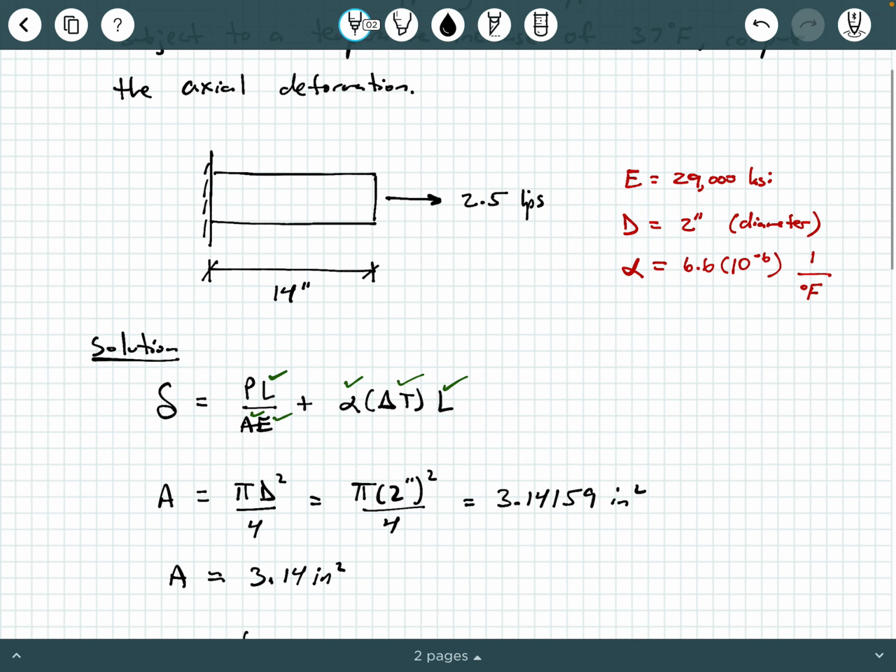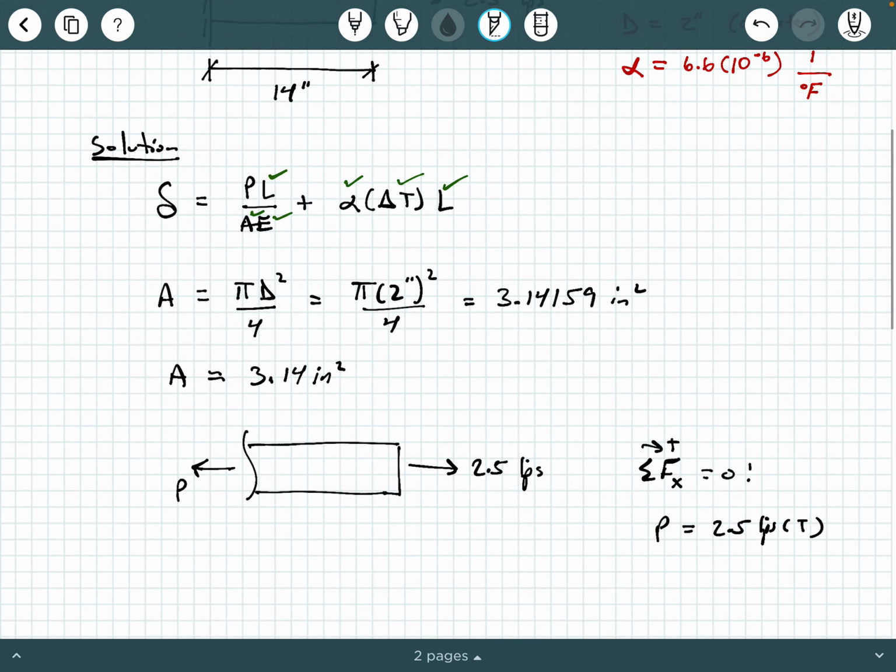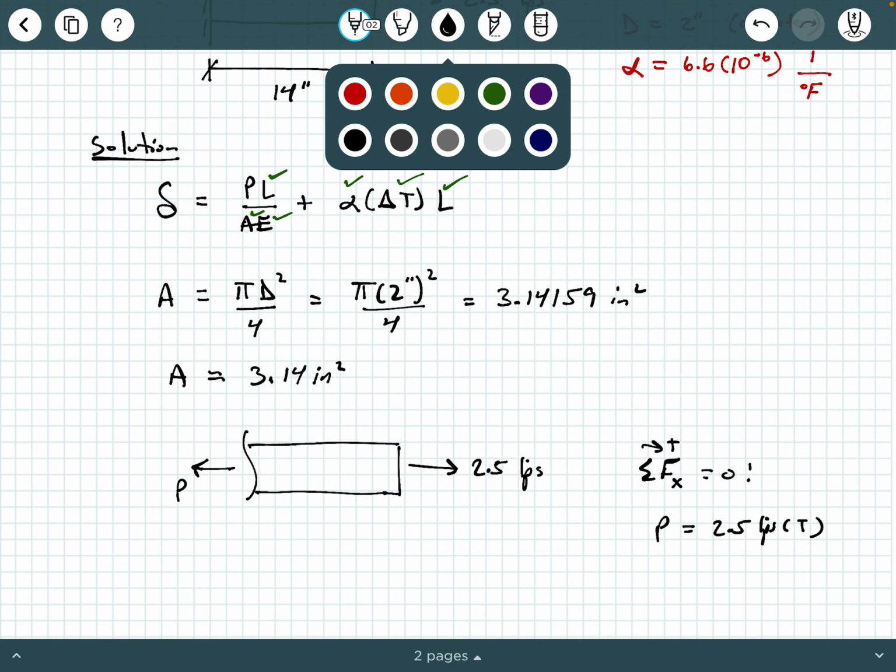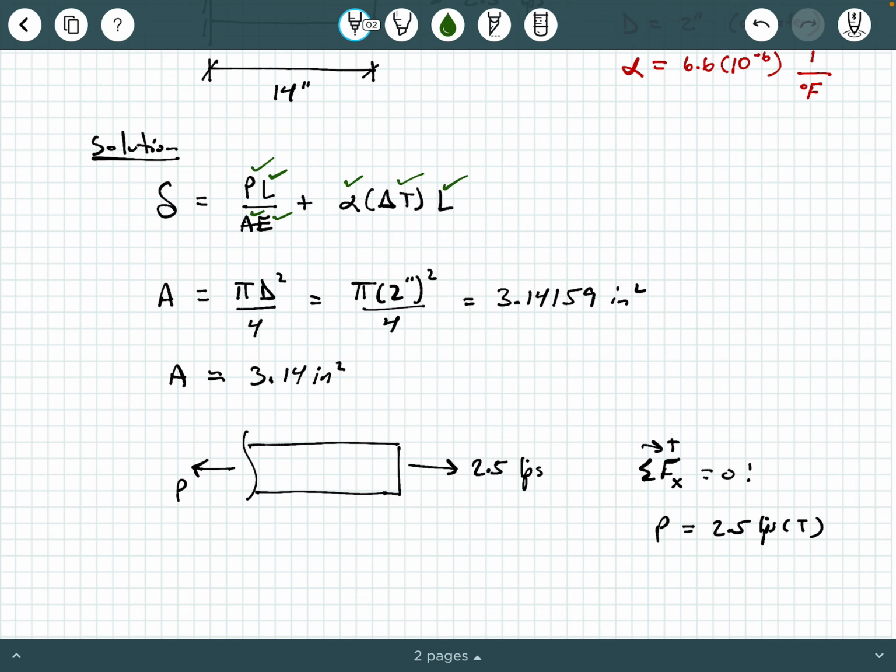And like I said, if you just see that you only have one segment with one applied load, then the internal force must be the 2.5 kips. But again, you can show that using method of sections just to convince yourself. So that gives us what P is. So now we're ready to go. We're ready to calculate this deformation.